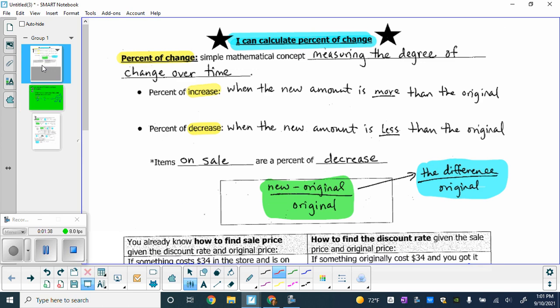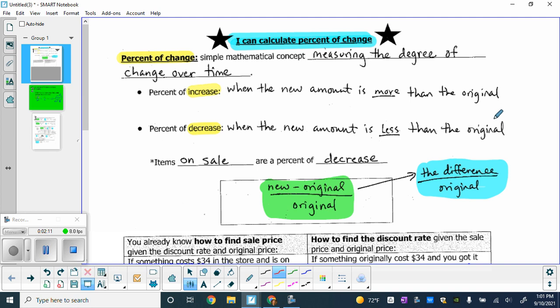So let's go ahead here and get some definitions down. The percent of change is officially defined as a simple mathematical concept measuring the degree of change over time. So like change over time. Now there's two different percents of change. It could either increase or decrease. And what we mean by that is if your new amount is more than how it started, clearly it increased. But if the new amount is less than the original, then clearly it decreased.